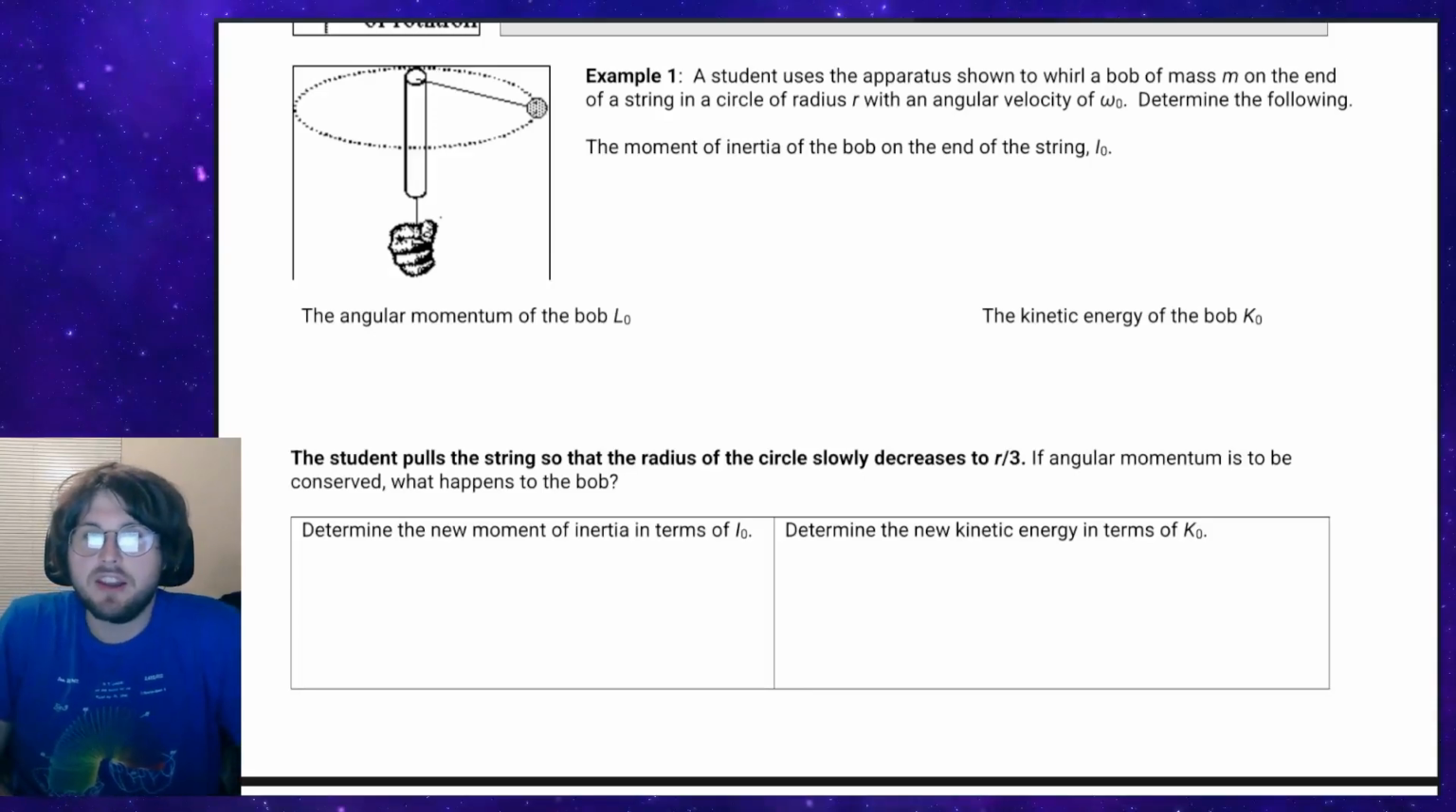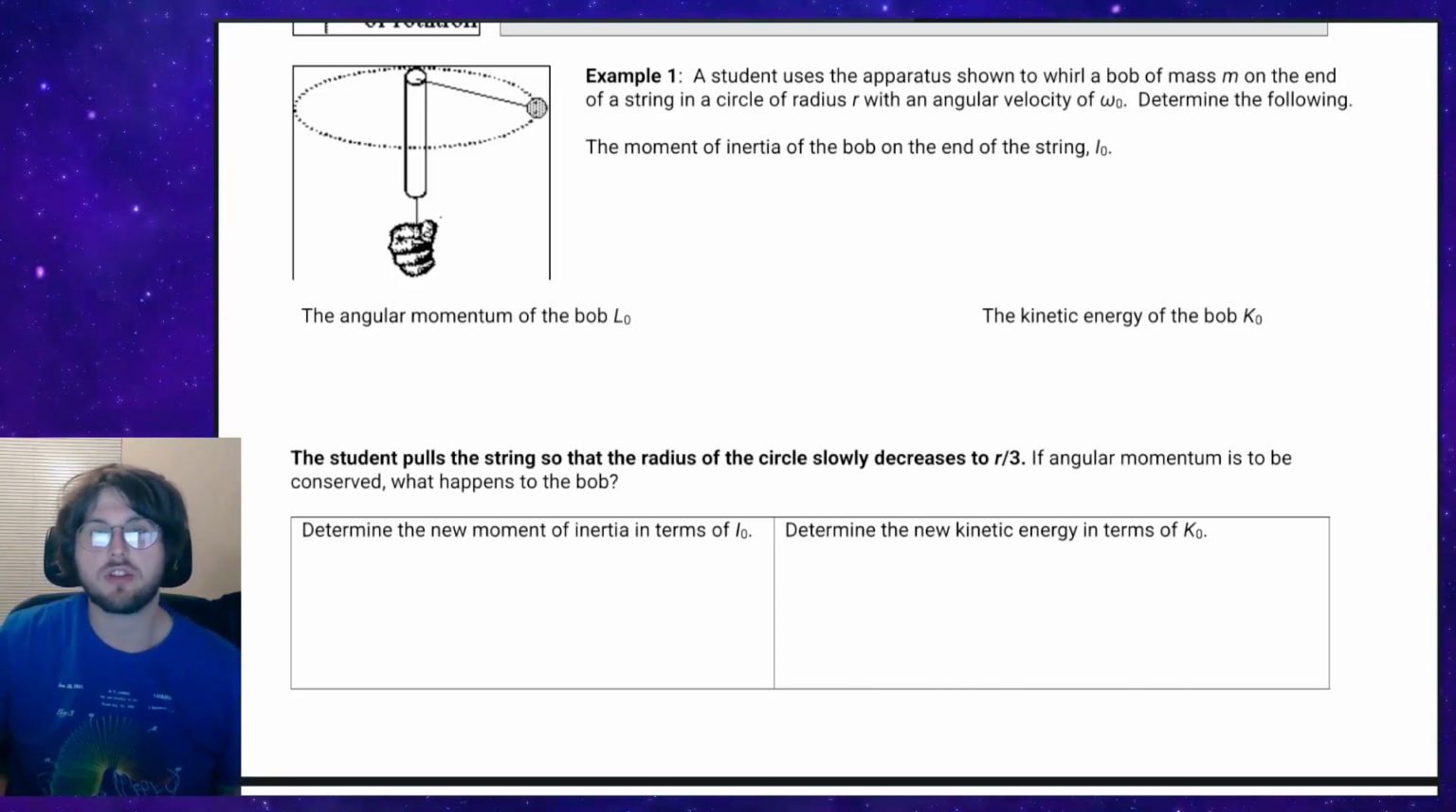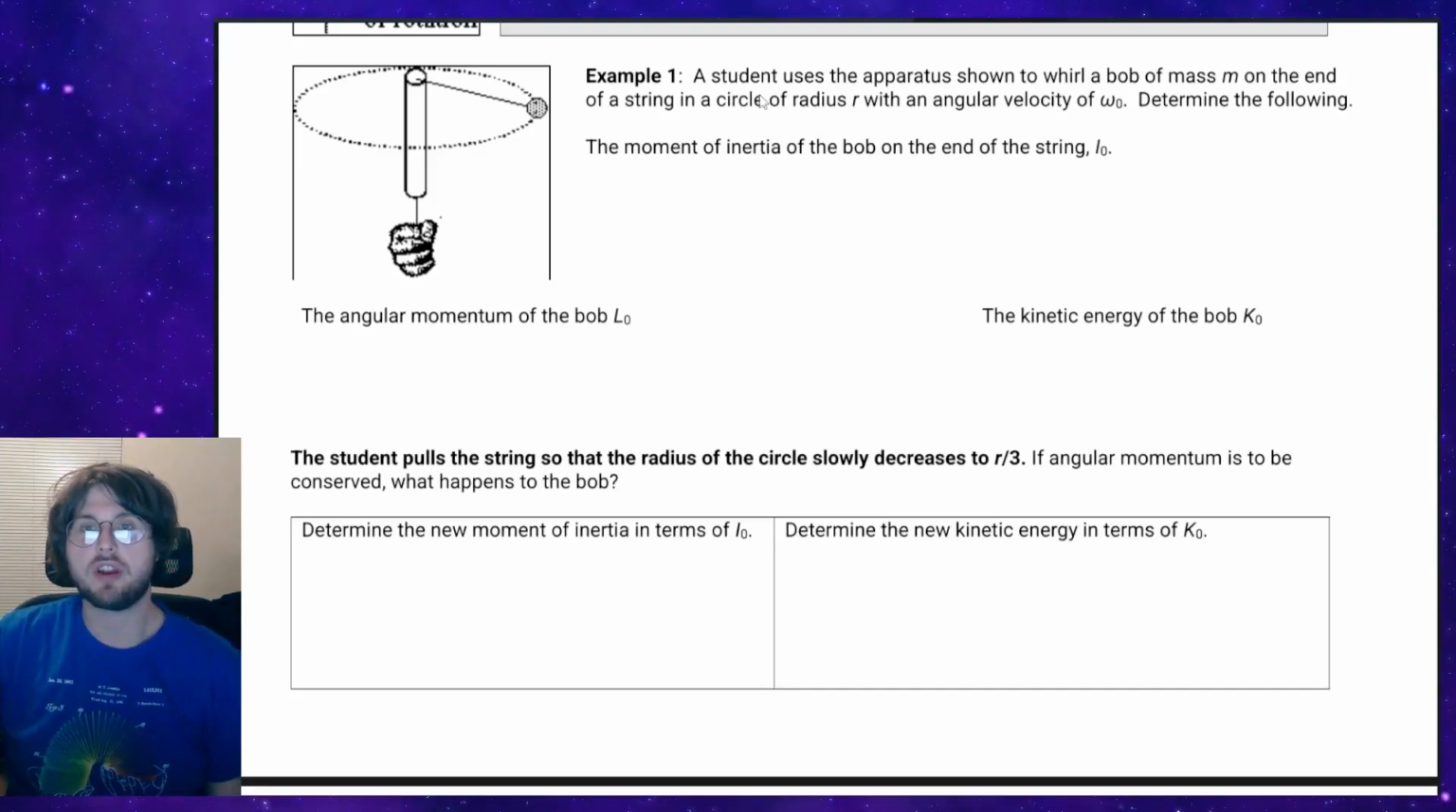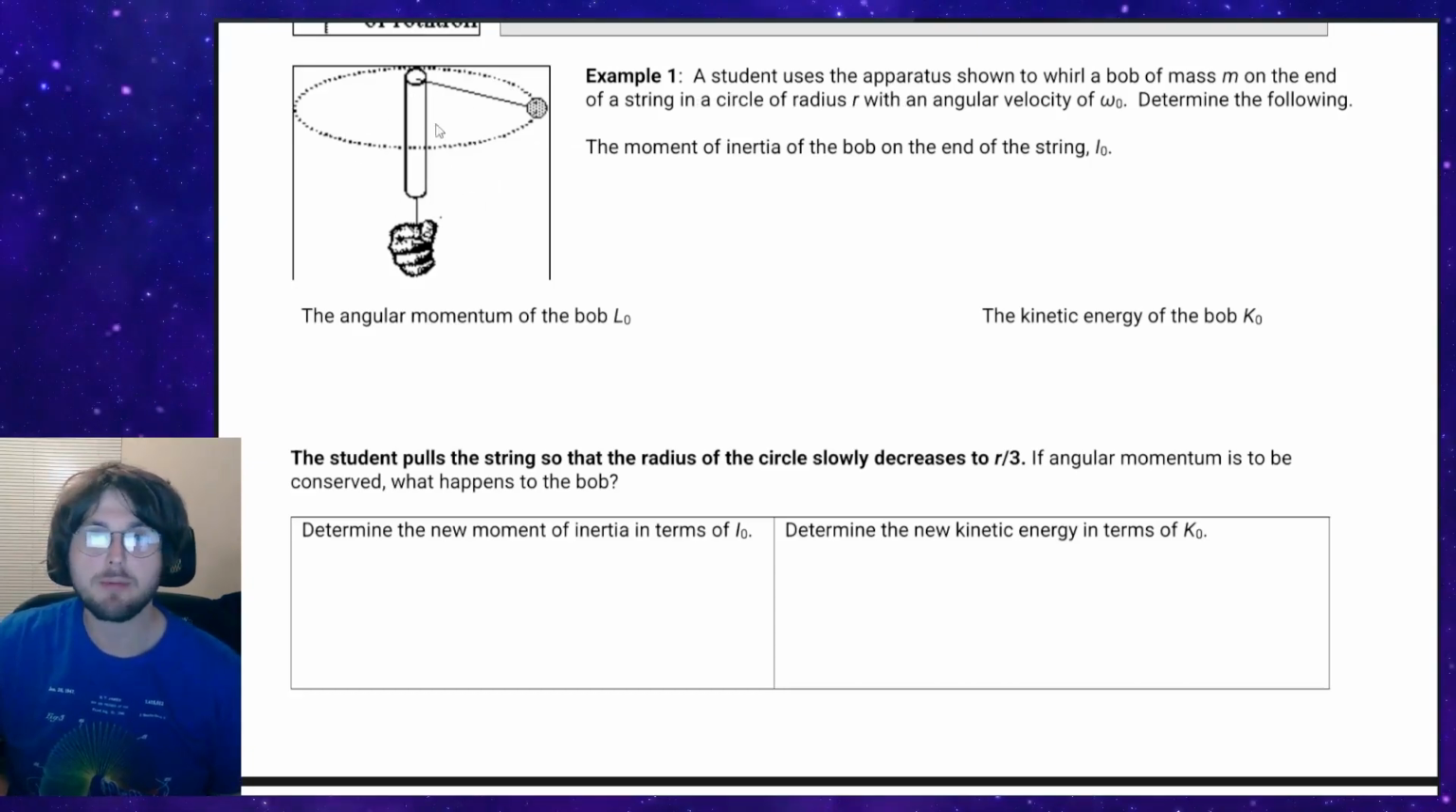Hey everybody. In this video, I'm going to run through 3 different examples of how you can apply conservation of angular momentum, or just things regarding angular momentum itself, to a couple of different situations. So this first example involves an apparatus, as it's being called. I would normally call this a whirligig, or maybe a thingy-mabob. But it's whirling a bob of mass m on the end of a string in a circle of radius r with an angular velocity omega naught.